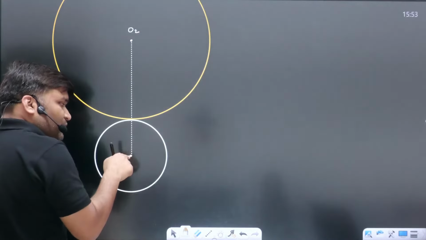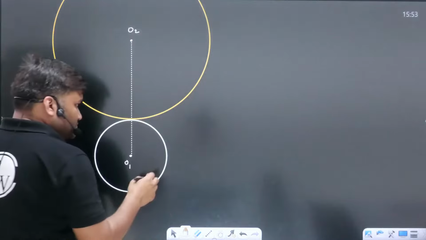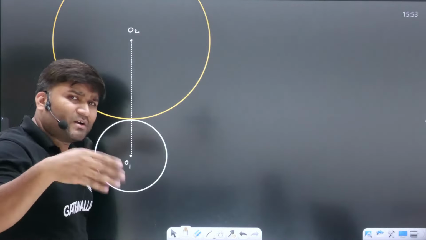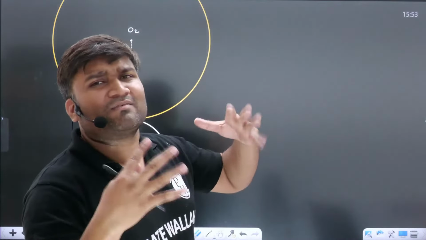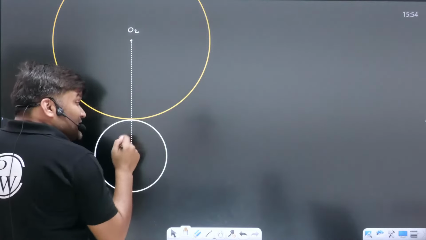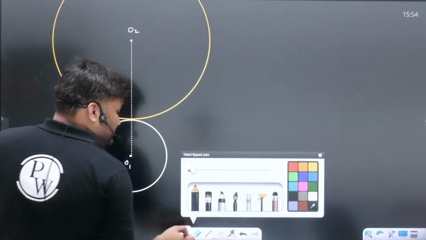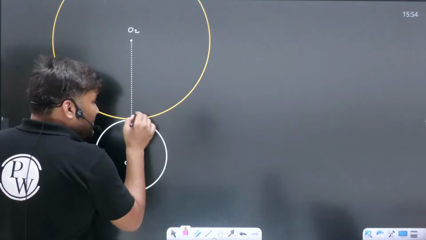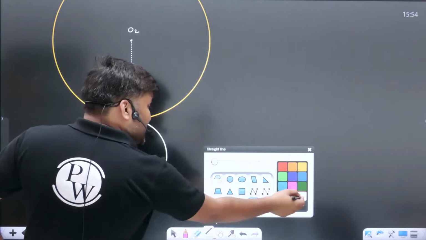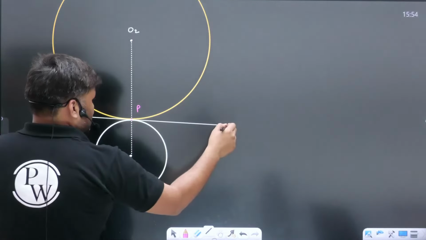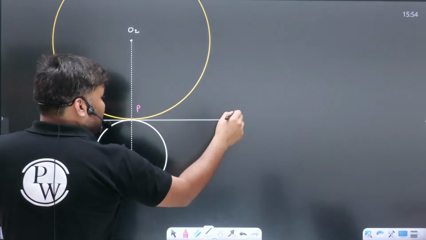These are the pitch circles. As I have already told you, whenever I have to show gears, I will not draw the complicated teeth diagram. I will just show that motion is transferred from one gear to another through their pitch circles, which roll over each other. Where the two pitch circles touch each other, that point is known as the pitch point, P. If you draw a tangent here, this is the common tangent at the pitch point.